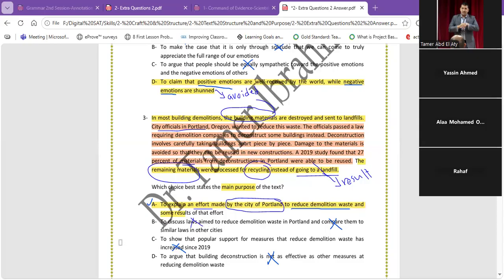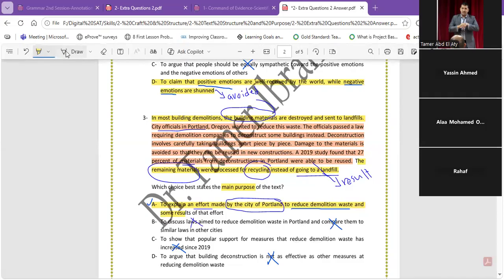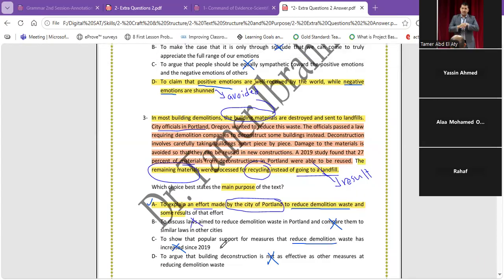C, to show that popular support for measures that reduce demolition waste has increased since 2019. He didn't mention increasing or decreasing in this context, but he mentioned reducing demolition waste. So because of this, maybe you're right. But he doesn't mention the increase and the date. So now we have A and C.